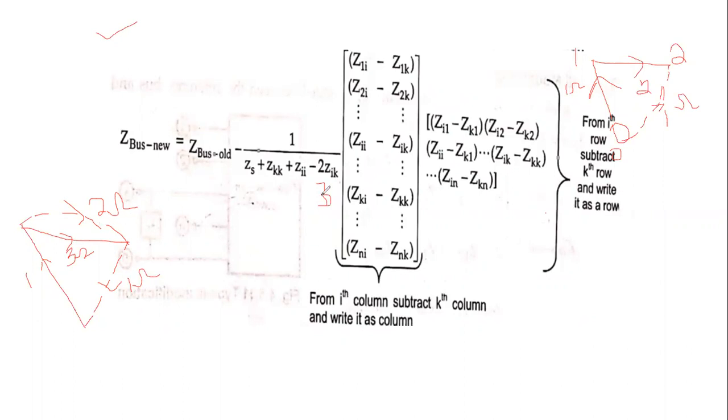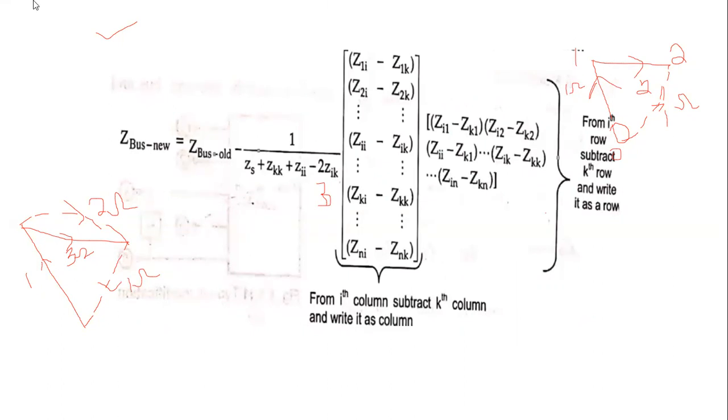We have the formula for that matrix. In the type 4 modification, Z bus new is equal to Z bus old minus 1 by (ZS plus ZKK plus ZII minus 2ZIK) into the column Z1I minus Z1K, Z2I minus Z2K, and so on, ZII minus ZIK, ZKI minus ZKK, ZNI minus ZNK, and the row ZI1 minus ZK1, ZI2 minus ZK2, and so on, ZIK minus ZKK, and so on, ZIN minus ZKN.